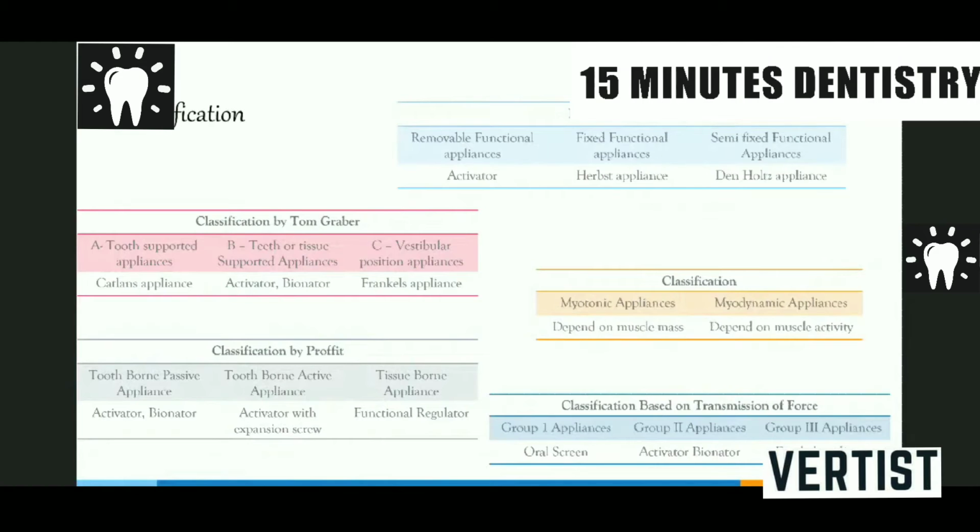Classification given by Proffit. We need to know all these classifications, as the myofunctional appliance definition and classification could be asked. Tooth-borne passive appliances, that is the activator and the bionator. The tooth-borne active appliance, that is the activator with the expansion screw, and the tissue-borne appliance, that is the functional regulator. Then classification is also based on the transmission of forces, that is group 1 appliances like the oral screen, group 2 appliances which is the activator and the bionator, and group 3 appliances which is the Frankel appliance.